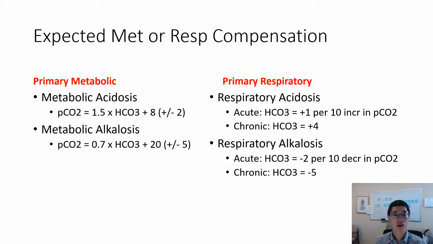Now for a respiratory alkalosis, you're going the opposite direction. So the bicarbonate level is expected to go down by 2 for every 10 decrease in your PCO2. They should move in the same direction. And conversely, if you have a chronic respiratory alkalosis, then the bicarbonate should drop by 5 for every 10 decrease in your PCO2.